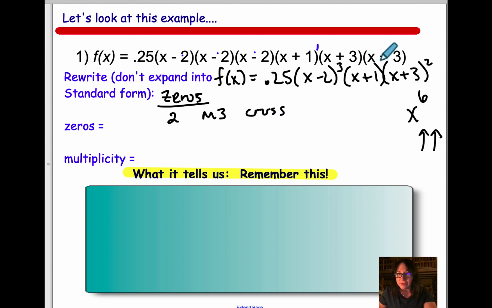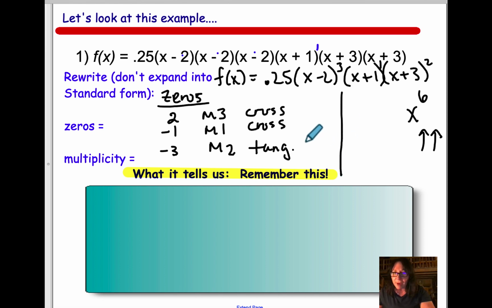If my multiplicity is 1, like that, I have 1, negative 1. So that's going to be multiplicity of 1, and that's also going to cross the x-axis. I have a negative 3, and I have 2 of those. So that's a multiplicity of 2, which means that my graph is tangent at that point.